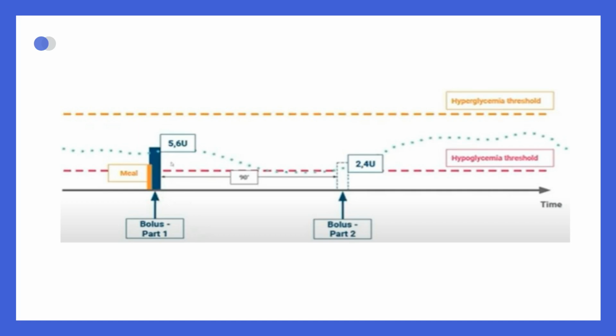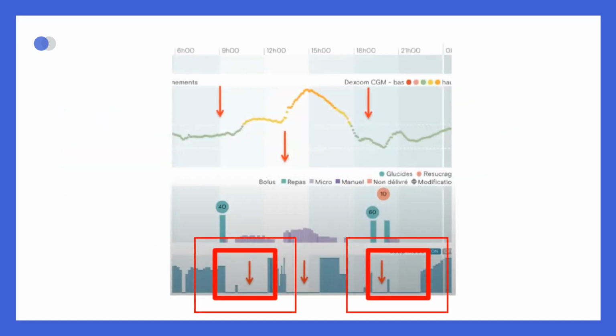In situations where hypoglycemia is predicted at the time of the second bolus, it may be withheld. After a meal, basal insulin is replaced by autocorrected boluses, which typically last for a maximum of 3 hours.